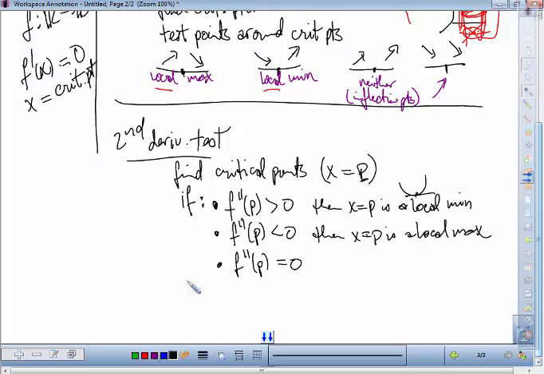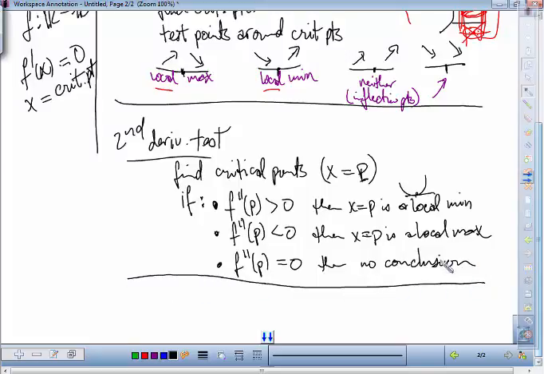It gets a little bit more complicated. There's going to be some saddle point issue. You can't say anything. So the unfortunate thing about the second derivative test, and probably why we don't use it as much as the first derivative test, is because there's a possibility that we get no conclusion.